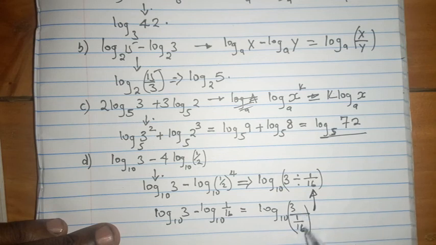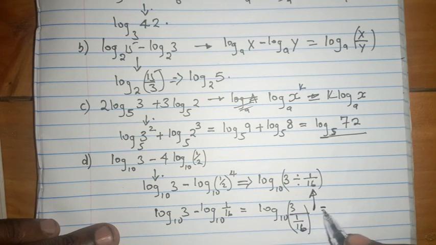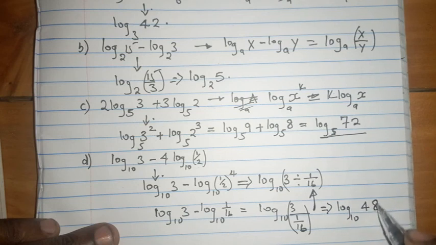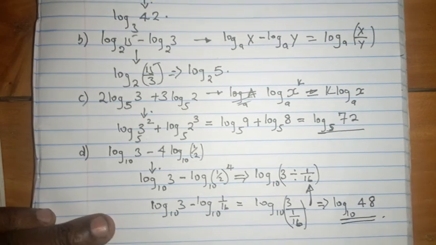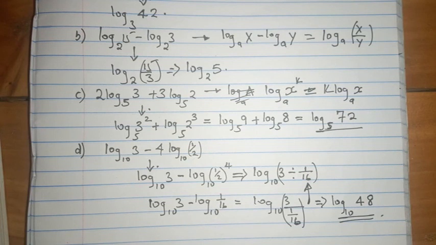And of course, when we divide by a fraction, it's like multiplying by its reciprocal, which eventually gives us log to base 10 of 3 times 16, which is 48. And that is the final answer. As far as that one is concerned, please make no mistake. All right.